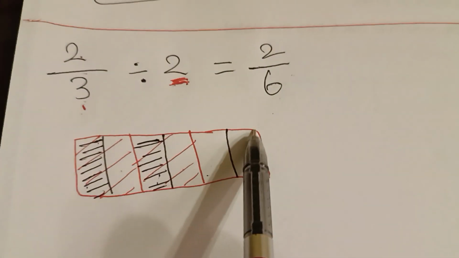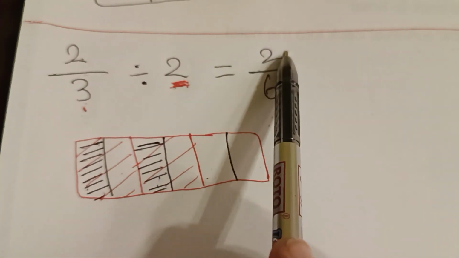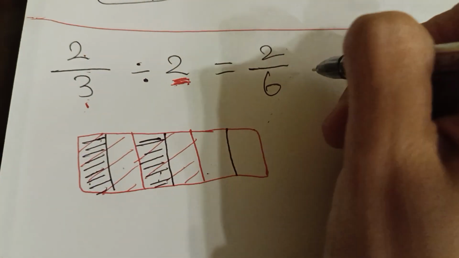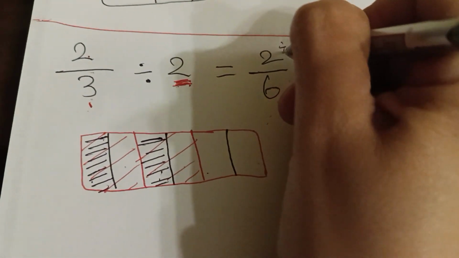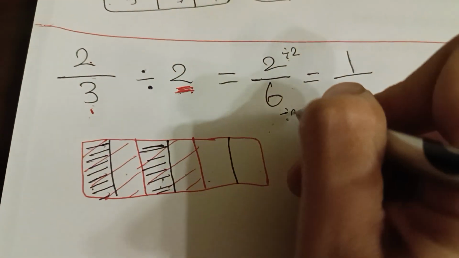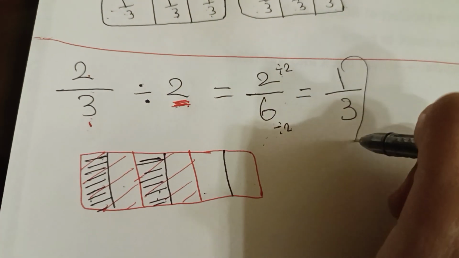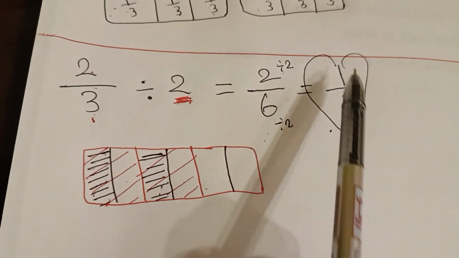Can you simplify it? Yes. 2 and 6 are 2 even numbers, so I can divide 2 up and divide 2 down. So let's say 2 divided by 2 will equal 1. Write it up. 6 divided by 2 will equal 3. So I'm going to write it down. So now I can say that my answer is 1/3.